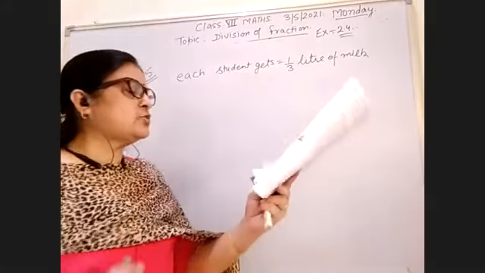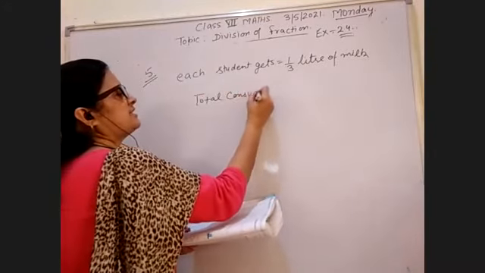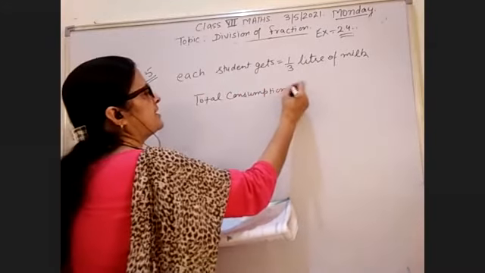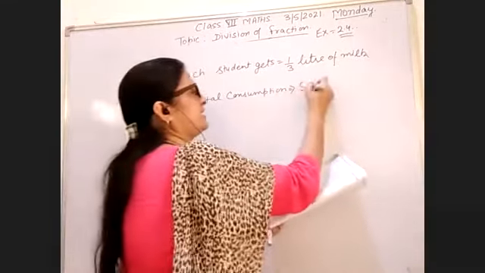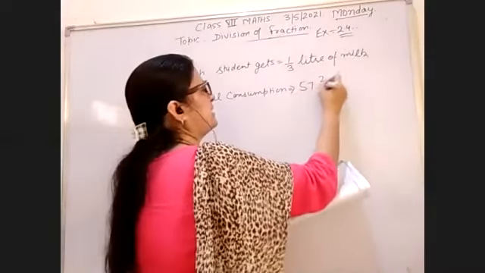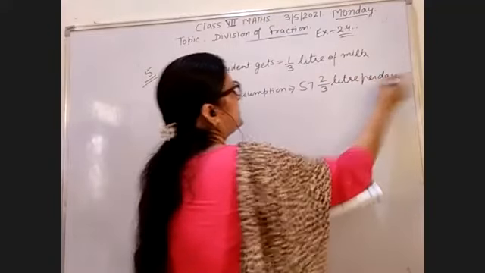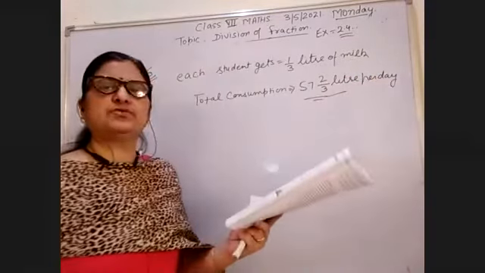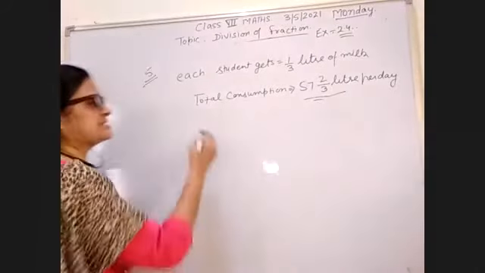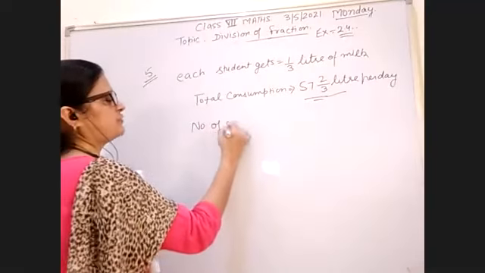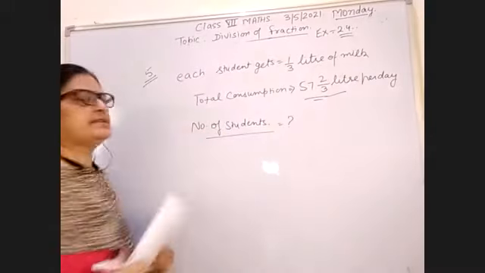सॉरी, इफ द टोटल कंजम्पशन ऑफ द मिल्क इज, टोटल कंजम्पशन कितना दे रखा है आपको? कंजम्पशन मतलब इतना दूध मेस में आता है, कितना पर लीटर, कितना आता है? 57 2/3 लीटर पर डे. एक दिन में इतना दूध आता है, 57 2/3 लीटर. हाउ मेनी स्टूडेंट्स आर देयर इन द हॉस्टल? तो हॉस्टल में कितने बच्चे हैं? नंबर ऑफ स्टूडेंट्स यू हैव टू फाइंड इन दिस क्वेश्चन.